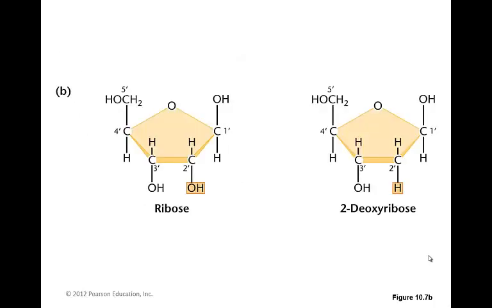So let's look a little bit more closely at the differences in sugars between ribose and deoxyribose. The main difference is right here. If you look at this carbon, in ribose it's attached to a hydroxyl group or an OH group. The deoxyribose, in contrast, just has a hydrogen at this point. So just these minor differences can make really an important difference in terms of the genetic material.